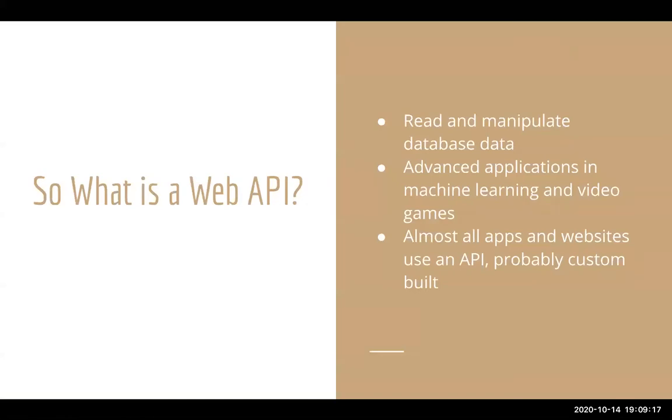So what is a web API? Usually a web API manipulates a database or files in cloud storage. And it can integrate with more complex applications like with machine learning, security, or even video games. And almost all apps, like this is very important to know, almost all apps and websites use some sort of API, and it's usually custom built.